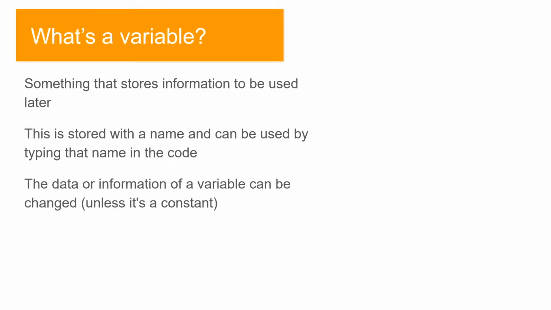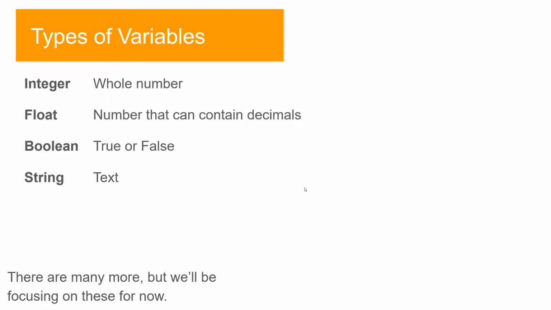We can categorize each variable by giving each a different name, and there's also a bunch of different types of variables that we should go over quickly. Some of them are integers, floats, booleans, and strings. So an integer stores a whole number, a float stores a number that can contain decimals, a boolean is either true or false, and a string is text. There are a lot more variable types, but for now, we'll just be focusing on these 4 types since these are going to be the most common for our purposes.